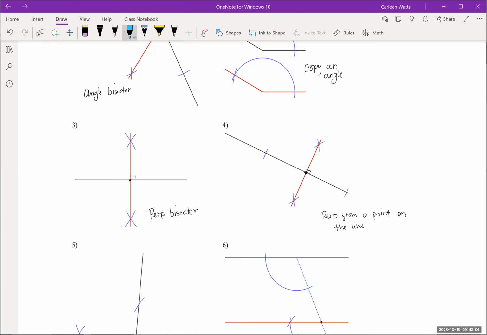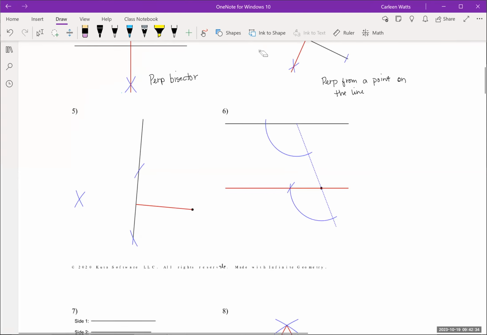Notice perpendicular bisector does not have those, because we are actually using the endpoints. Number 4, the perpendicular from a point on the line, I'm not using the endpoints. That point is not in the middle. So I have to create my own temporary endpoints. But perpendicular bisector does not have those arcs. Okay, we're going to keep going and we can discuss it more at the end if you want.